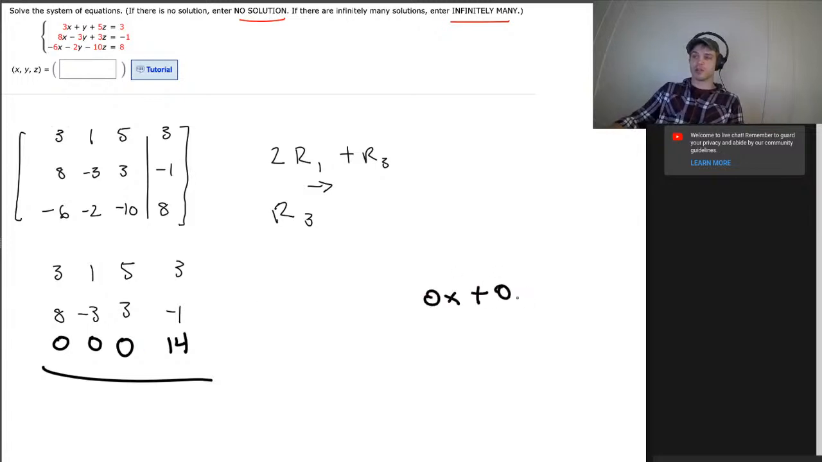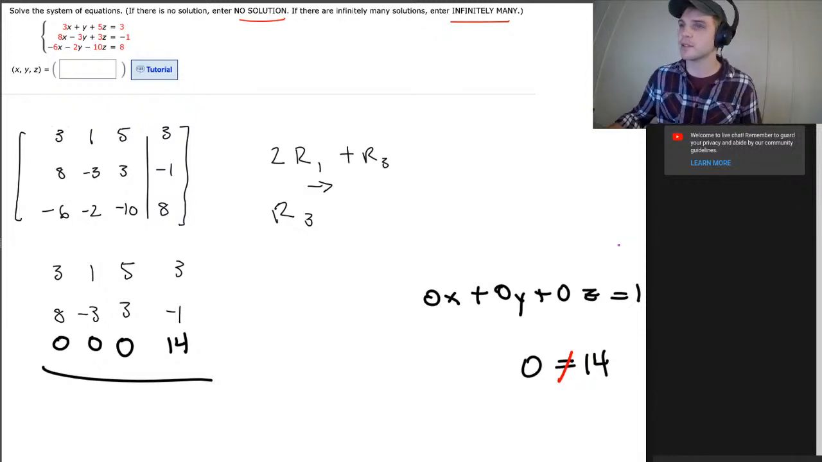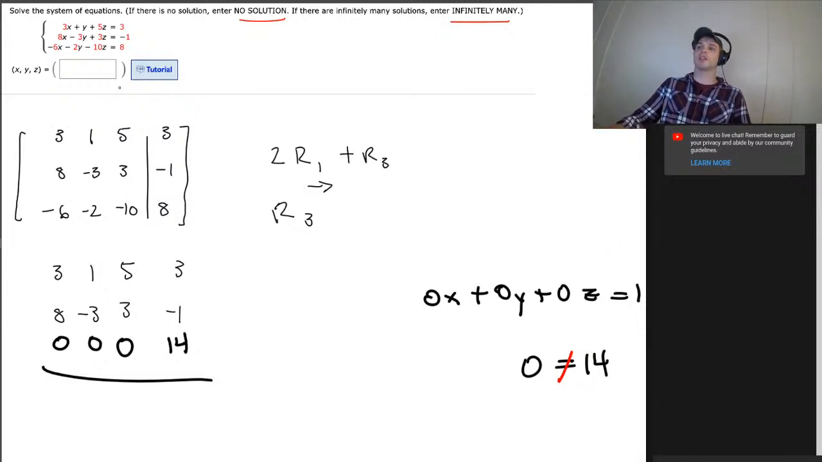0x plus 0y plus 0z equals 14. That's what that says. But, you know, this is all 0, which is equal to 14. But this is absurd. This can't happen. So you know that this doesn't work out. This is not consistent. And when you get something like that, that means there are no solutions. No solution.